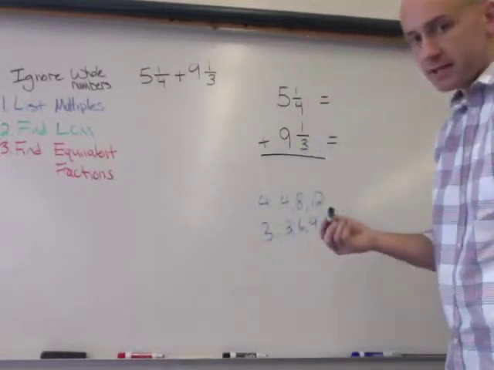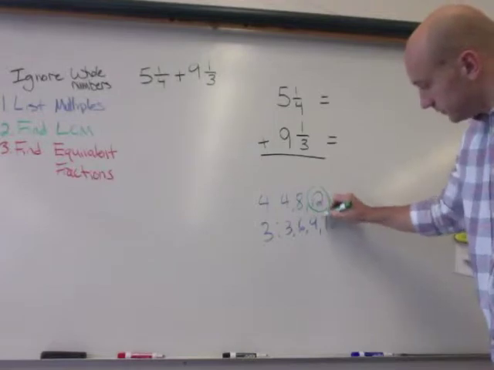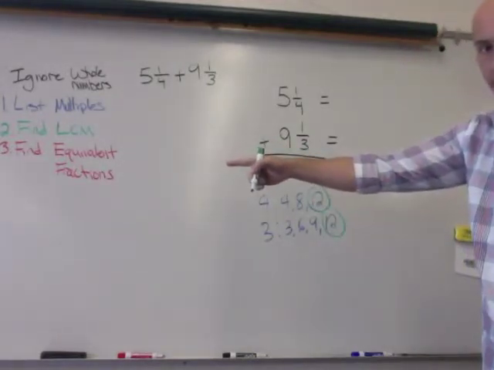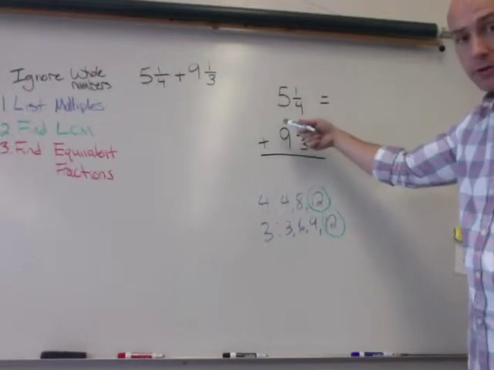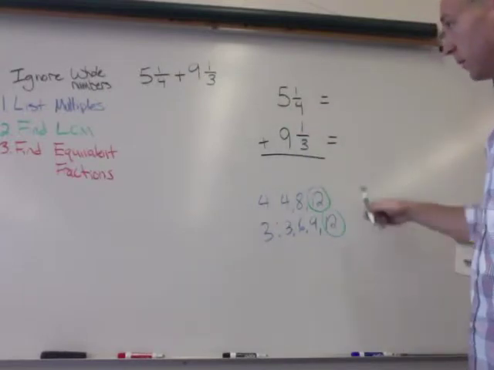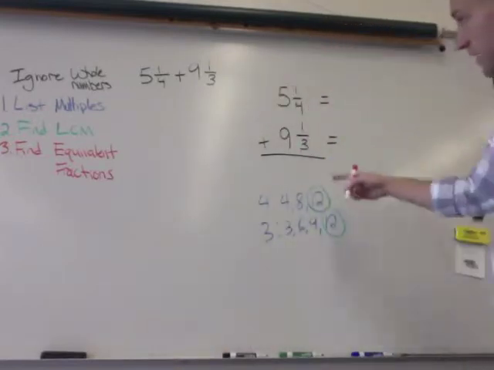So remember, that's the next step, least common multiple. So I circle my 12s. And now I need to make equivalent fractions. So we still are not doing anything with the whole numbers. They don't change. They're still the same. But we need to find equivalent fractions. So we're going to change them.